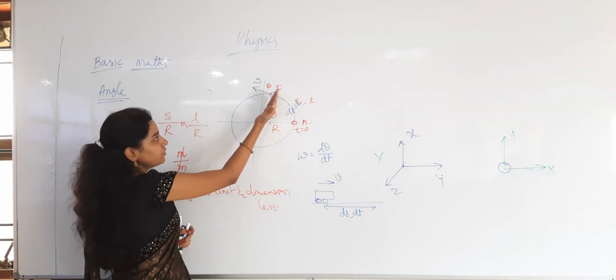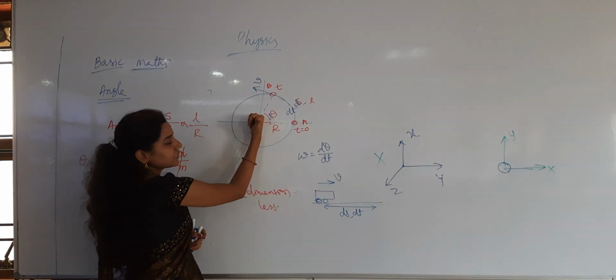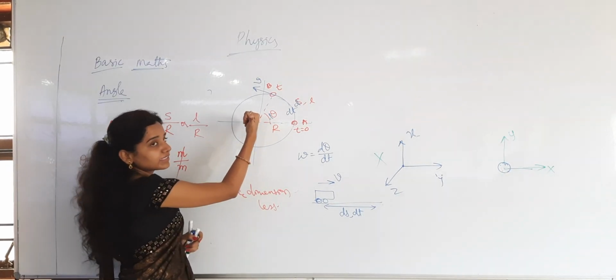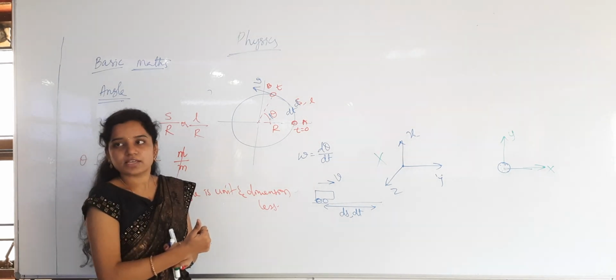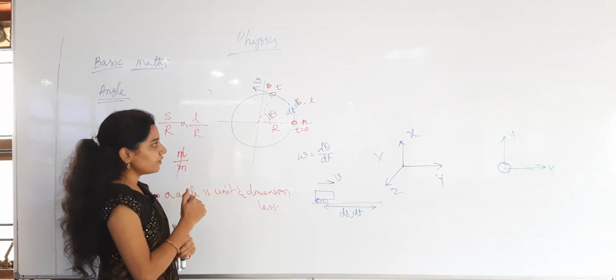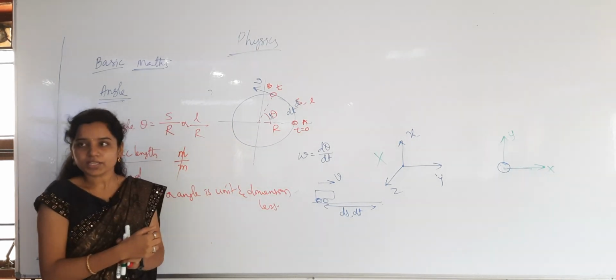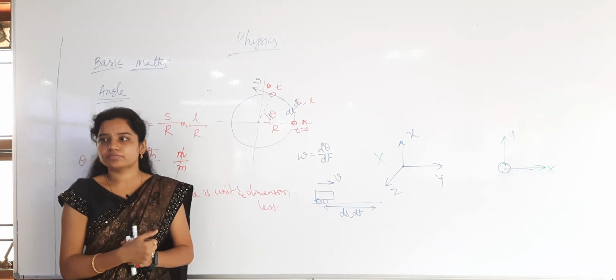In this case, whenever the body is moving from here to here, in which direction is the angular velocity? Along which axis? Z axis. Positive Z axis. Otherwise, out of the plane. Out of the plane we call it. Now tell me, when the body is moving in this direction, in which direction will it be?